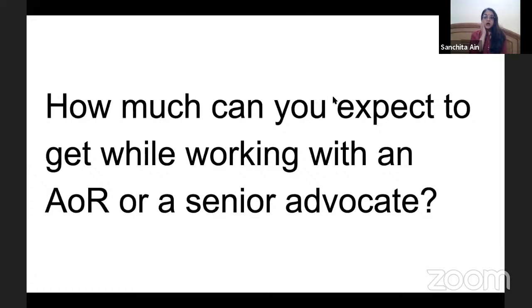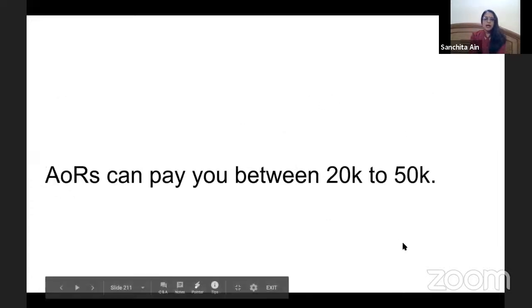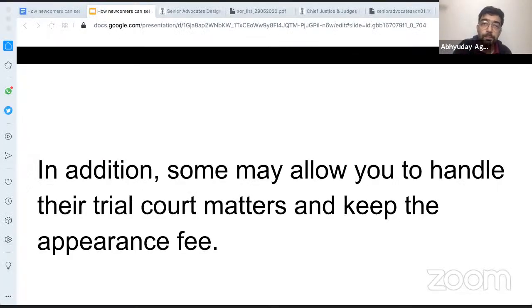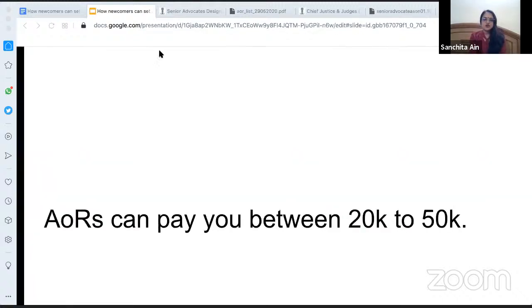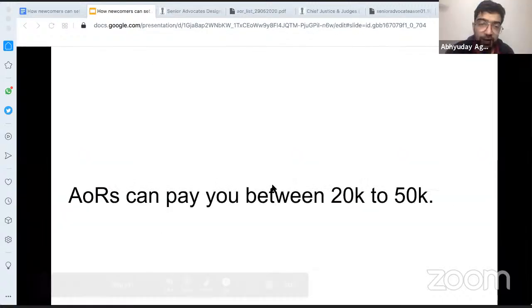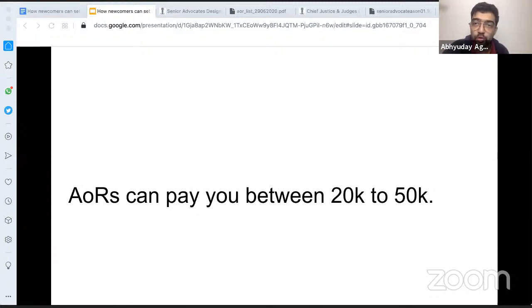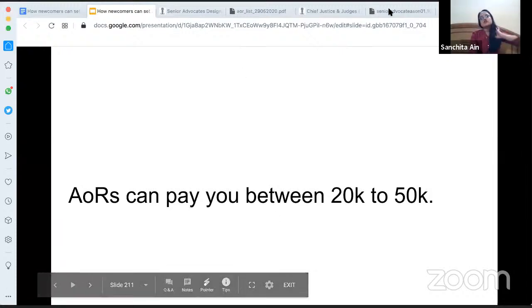How much can you expect to get while working with an AOR or a senior advocate? Yeah. AORs can pay you. So it's basically 20K to 50K. That's kind of average. That's better than 5 to 20K or 5 to 10K at the high courts, which we were reading, right? So if you can get that, that's super. And then there are AORs who let you handle their trial court matters, and whatever appearance fee they're charging, they give it to you.